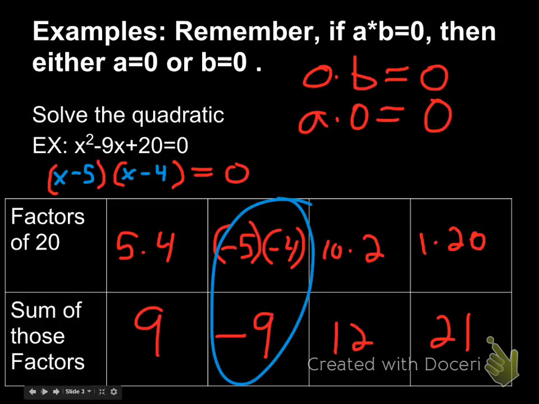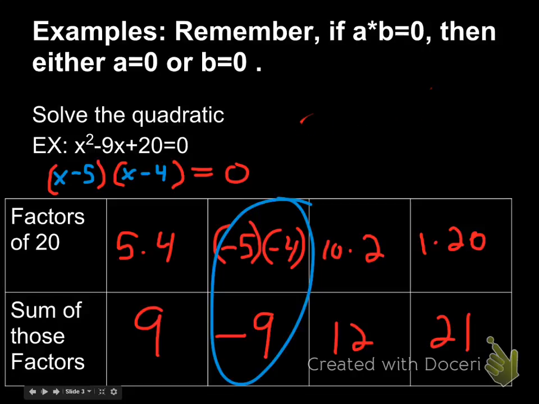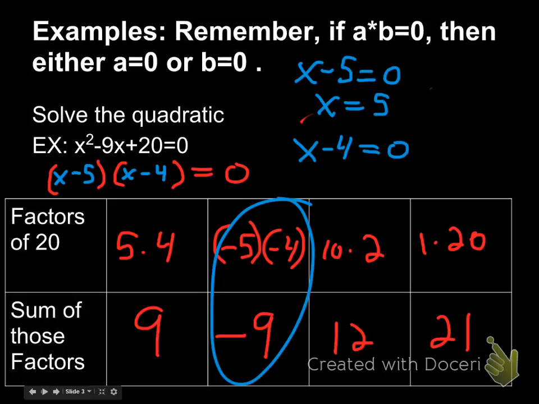Now, if I want to know what x equals to make that thing 0, does it make sense that either x minus 5 has to be 0 or x minus 4 has to be 0? Or both of them. So this whole thing will be 0 whenever x minus 5 equals 0, or when x equals 5, or whenever x minus 4 equals 0, or when x equals 4.